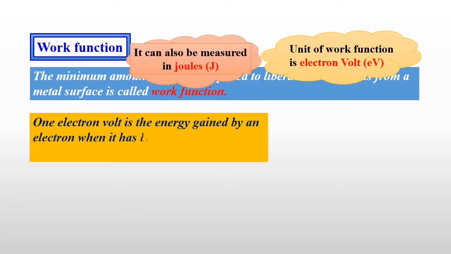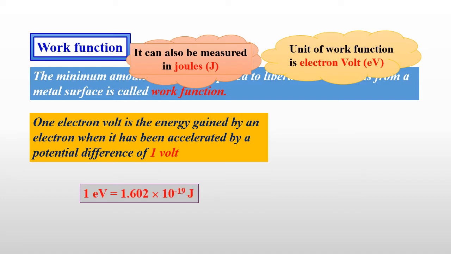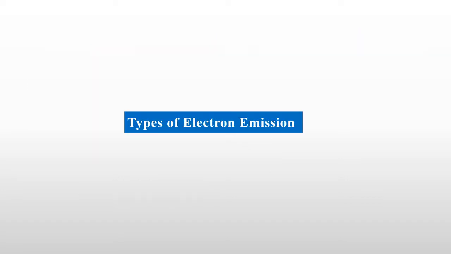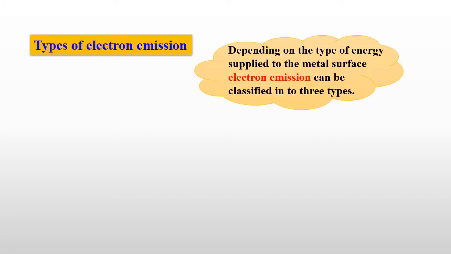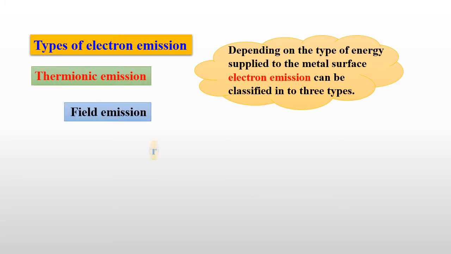One electron volt is the energy gained by an electron when it has been accelerated by a potential difference of 1 volt. So 1 electron volt is equal to 1.602 times 10 to the power of minus 19 joule. Types of electron emission. Depending on the type of energy supplied to the metal surface, electron emission can be classified into three types: thermionic emission, field emission, and photoelectric emission.